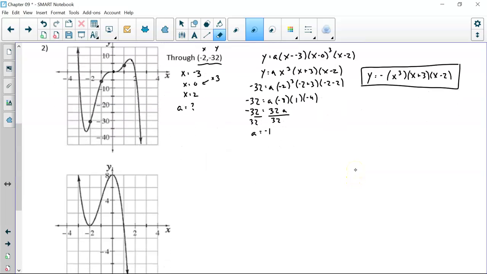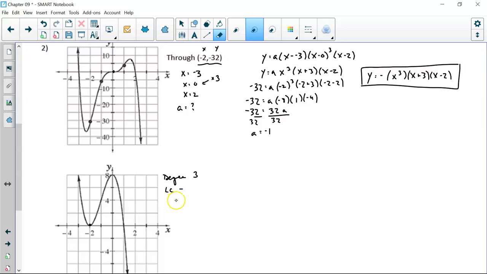Let's do another one. So we can see our turning points. There's 2. I don't see any weird parts going through, but I do see a bounce right here. So I know right away my degree is going to be 3 based on the number of turning points. And I know my leading coefficient is going to be a negative of some sort because of the way it's going, just like the last one.